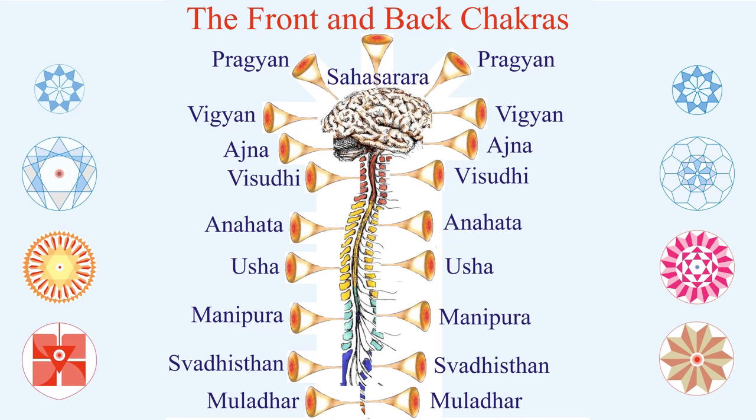Now, the back chakras, let's start with the posterior side. They are closely associated with ascending tracts which carry the sensory information from the external world to the brain step by step. So energy moves up, or Kundalini moves along the back chakras, one by one going up. And after reaching Sahasrara, it comes down for circulation through front chakras. And front chakras are in the same order: Sahasrara, Pragyan, Vigyan, Agnya, Vishuddhi, Anhata, Usha, Manipura, Swadhisthana and Mooladhara.